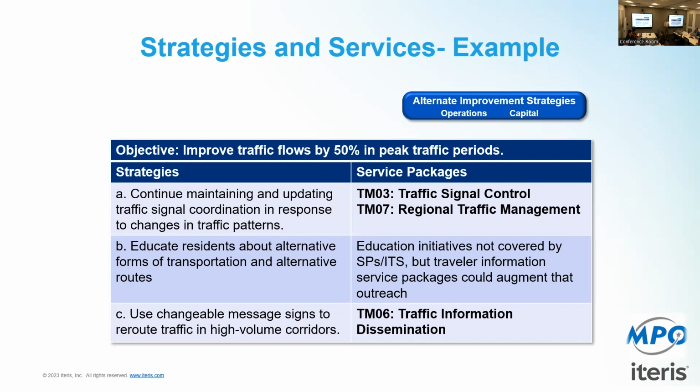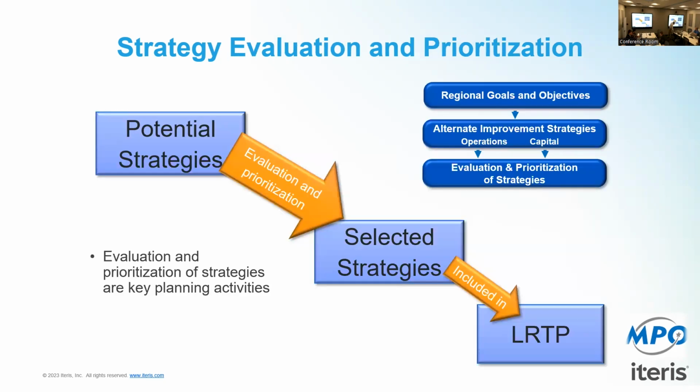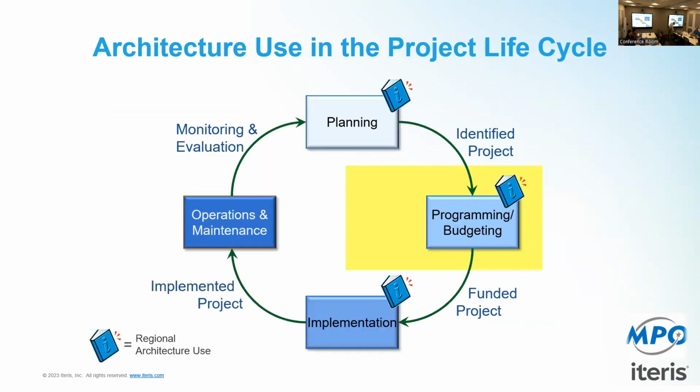We're providing them with services, like traveler information, that inform them of alternative routes. And when it comes to dissemination of DMS signs, we have a service for that too, for the traffic information dissemination network. So it gives us something to start grabbing hold of and considering. So we have these potential strategies that we want to then prioritize, evaluate and select, and then those are going to be included in our long-range transportation plan. Architecture is involved in that process as we go forward.